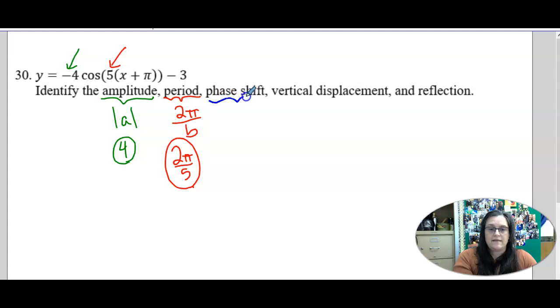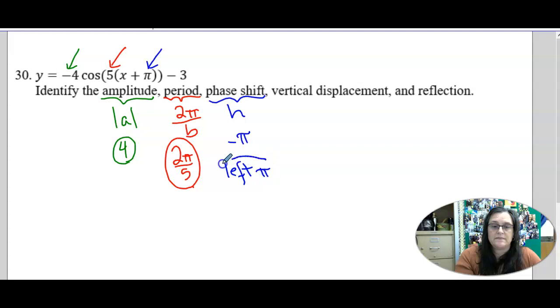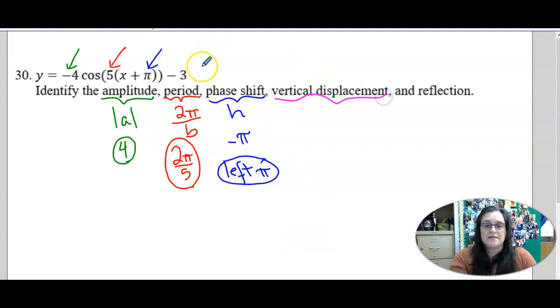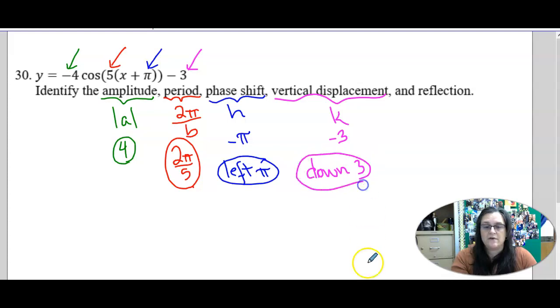Next, we want to identify the phase shift. Phase shift is the h. And h has the opposite sign of what's in front of it in the function. So our phase shift is going to be negative pi. Since it's negative, that tells us that it's moved to the left pi units with respect to the parent graph of cosine. And then the vertical displacement is the k in our equation. Since our k is negative 3, that tells me that our graph has gone down 3 units with respect to the parent graph of cosine.